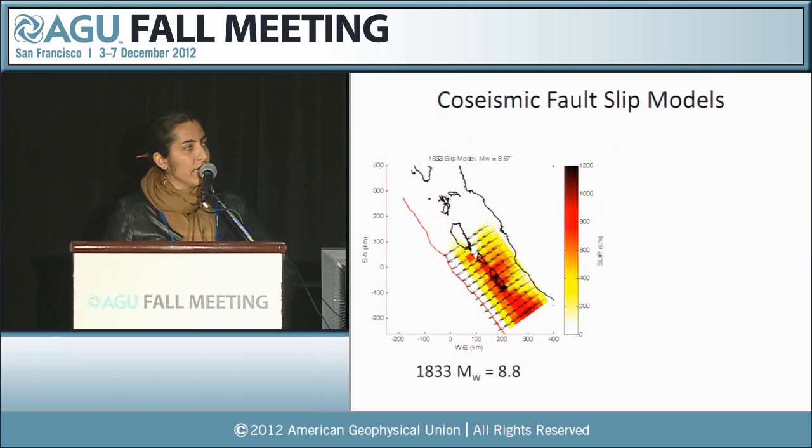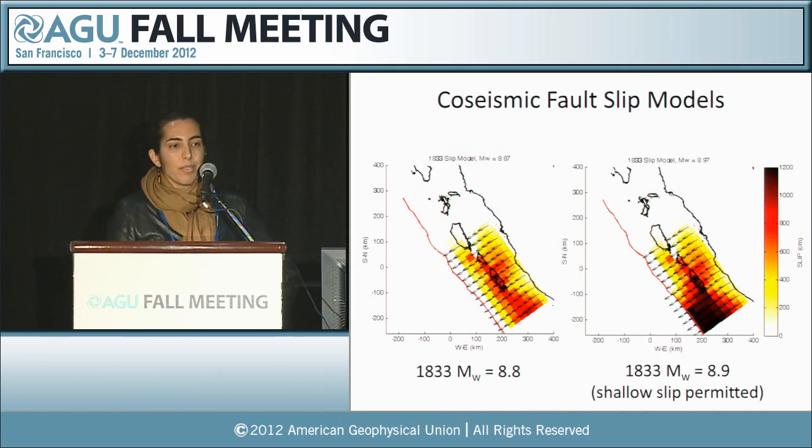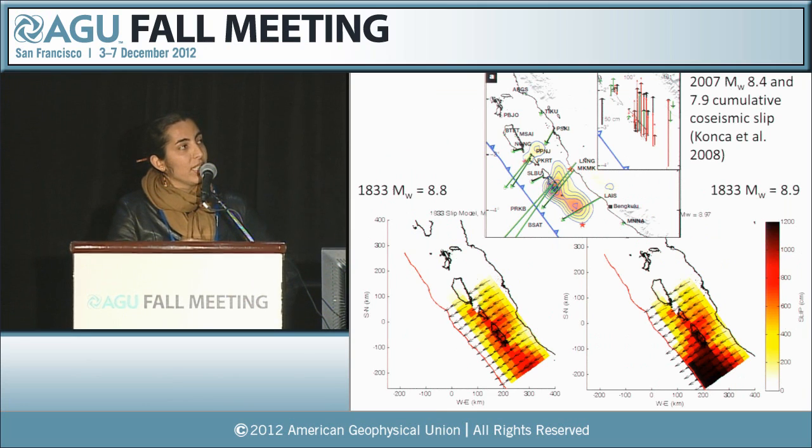Likewise, for 1833, it can be matched fairly well with slip down dip of the islands, but again, we cannot preclude the possibility that some shallow slip was also permitted. In comparison to the 2007 earthquake, we can see that there's quite clearly an asperity which did not rupture in 2007, which did rupture in either case in 1833. So this is, again, different asperities being involved in each earthquake depending on the rupture sequence.